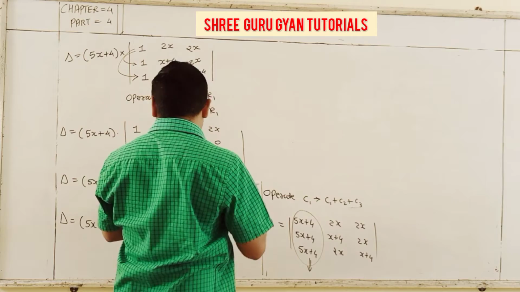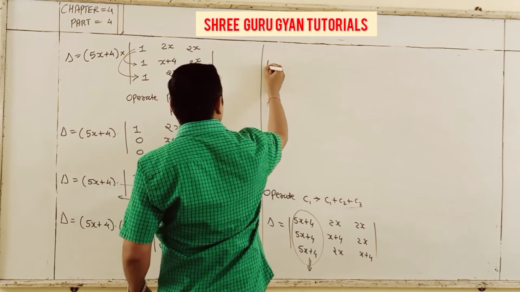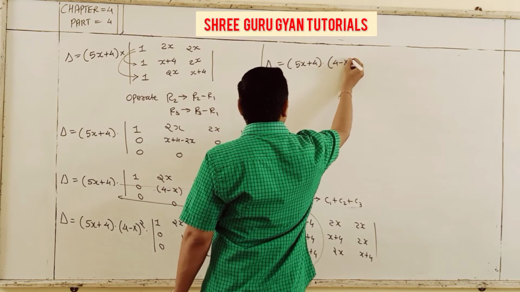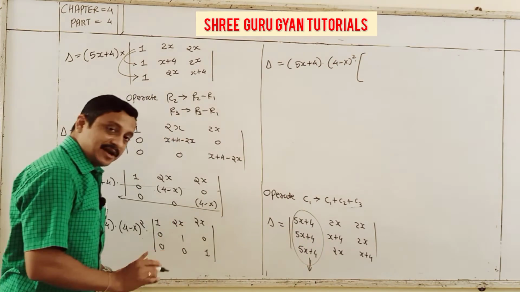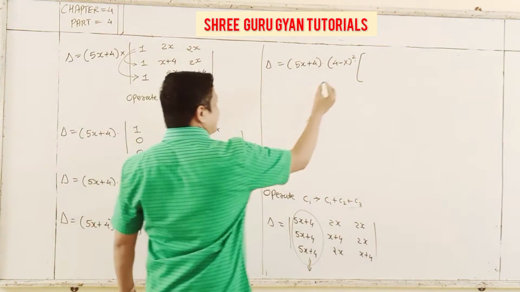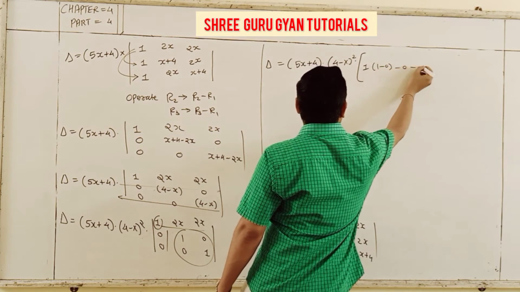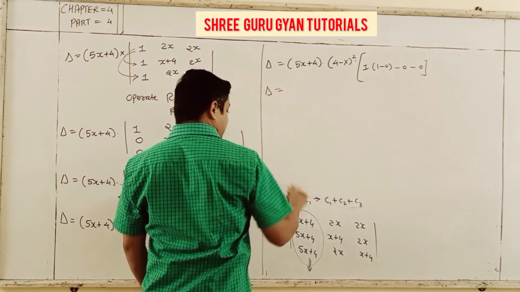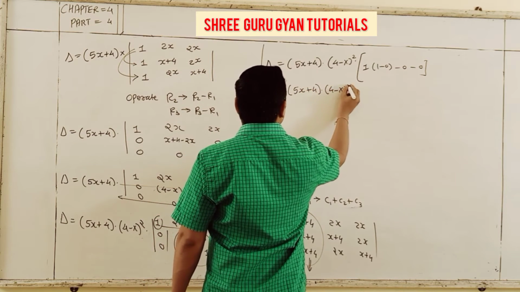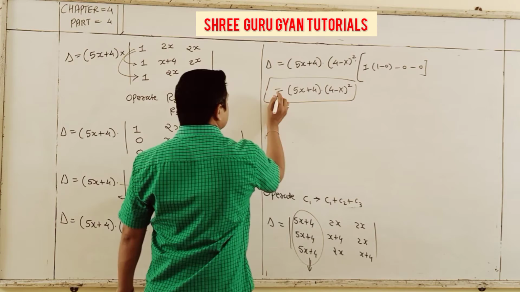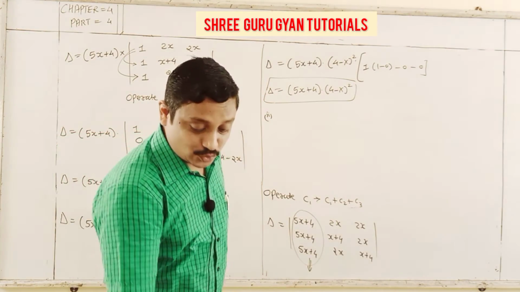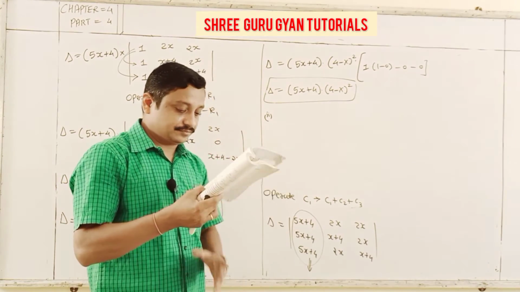So students, my answer is del 5x plus 4, 4 minus x whole square. And here if you expand it one wise, these are 1 minus 1, 0, other is permanently 0. So look at that, your RHS is coming 5x plus 4 with the 4 minus x whole square. That much your final answer. Now moving towards next question, 10th second one.